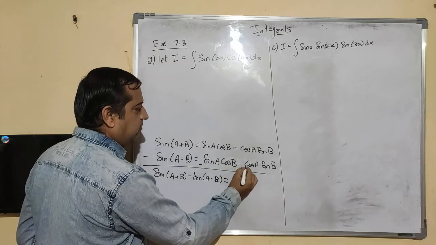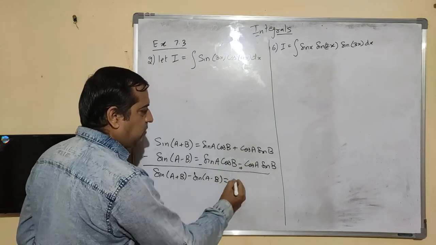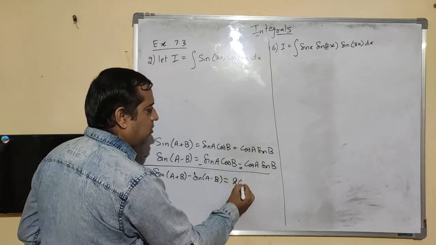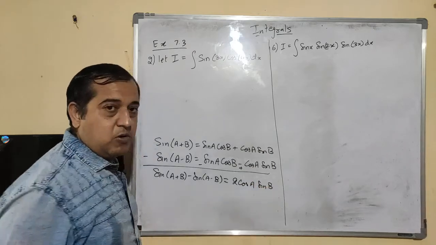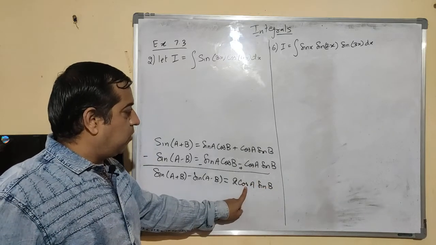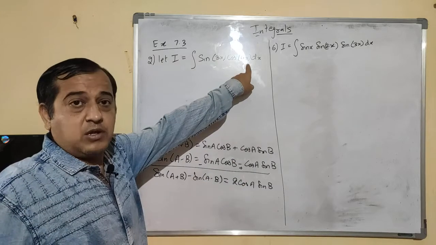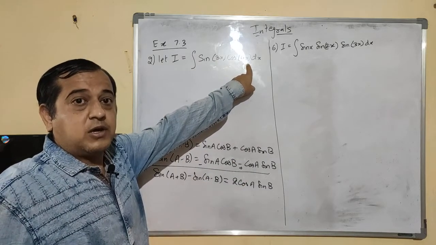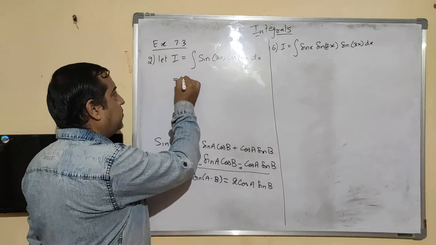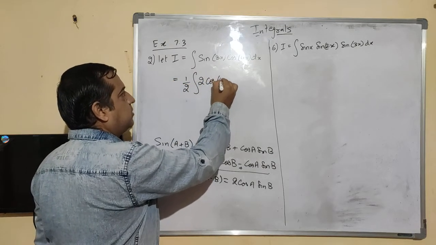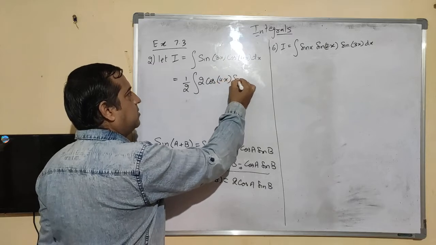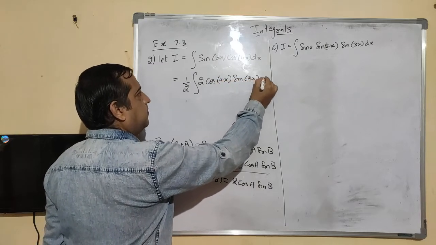Subtraction, this becomes negative, this becomes positive, this strikes out and this gives 2 cos a sin b. Assuming that for cos we are taking cos first because here the angle of cos is greater. So what you have to do, you have to multiply by 2 and divide by 2. Take cos first and sin next.